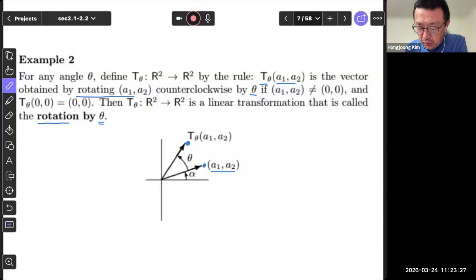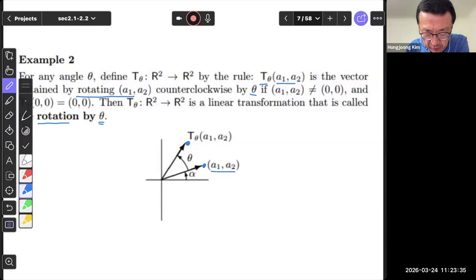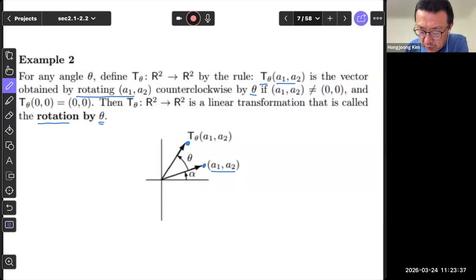Given any point a1 and a2, that blue dot is transformed to this red dot. Then how can I prove that this is a linear mapping, a linear transformation?